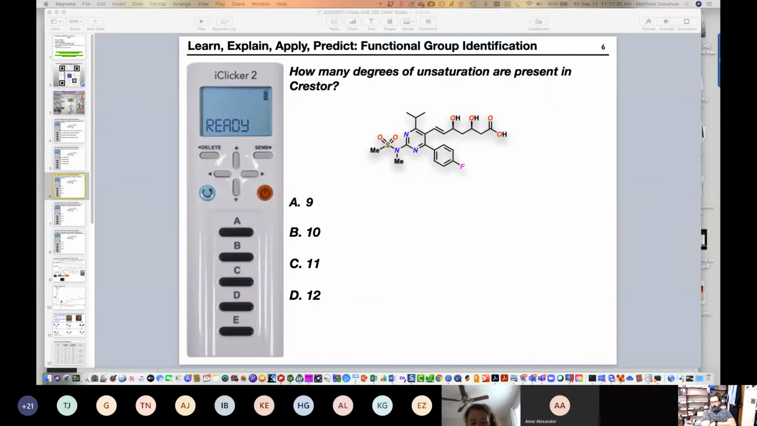So I see more D answers, D as in dog, popping up. So yeah, it's 12. We have 2 rings, which you sort of see there right away, those 6-membered rings. So yeah, it's pi bonds plus rings. So we have 2 rings. Then the pi bonds, we have 1, 2, 3, 4, 5, 6, 7, 8, 9, 10. So 10 pi bonds, 2 rings, that gets us 12.